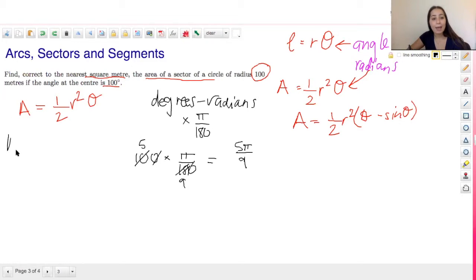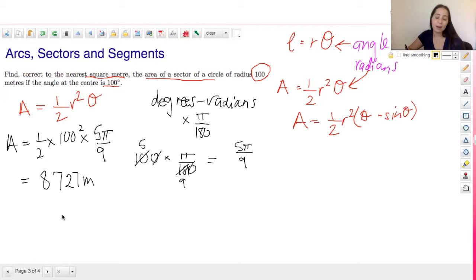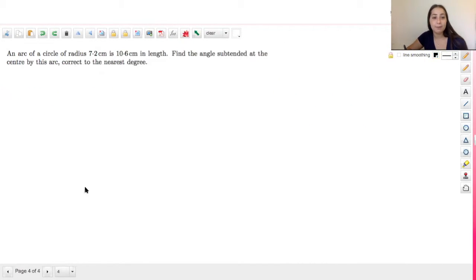So A equals half times r squared, and r we said was 100 squared, times our theta, which is now 5 pi on 9. I'm going to plug that into my calculator and round to the nearest square meter. So we get 8,727 square meters. Pretty easy, huh? You just need to understand that your angle is always in radians, never in degrees. We'll look at one quick last example.